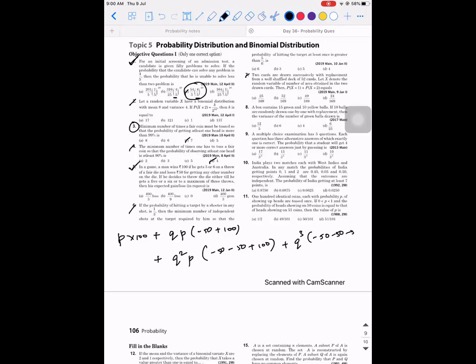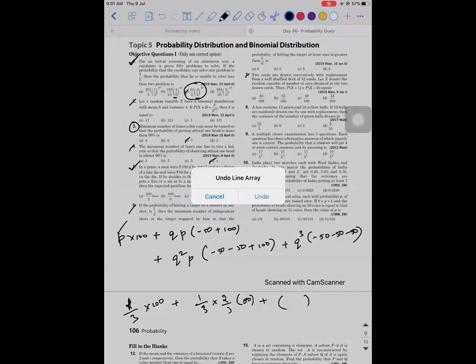Correct? So the probability of him winning is 1 by 3. 1 by 3 into 100 plus 1 by 3 into... what is the probability of him failing? 2 by 3, sir. Yeah, 2 by 3. So this will be 50. What is the answer if you do this? Can you calculate and tell me? 0, sir. Yes, that's right.